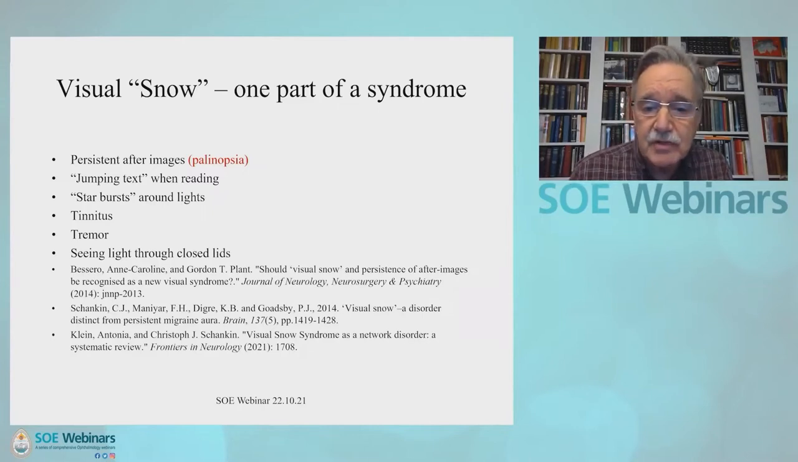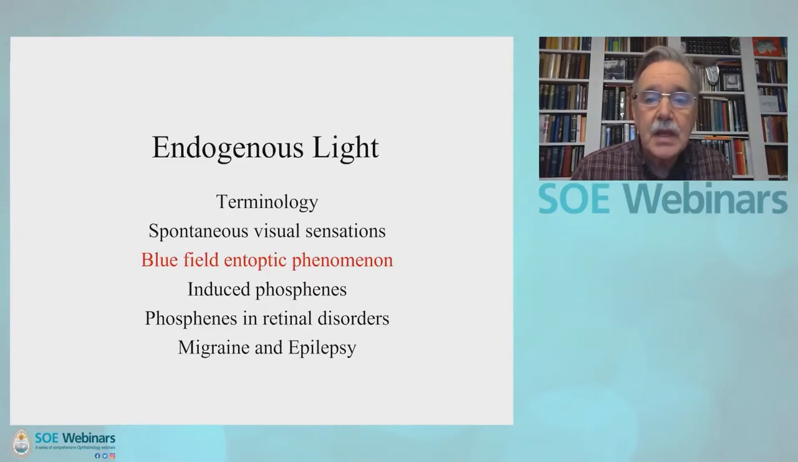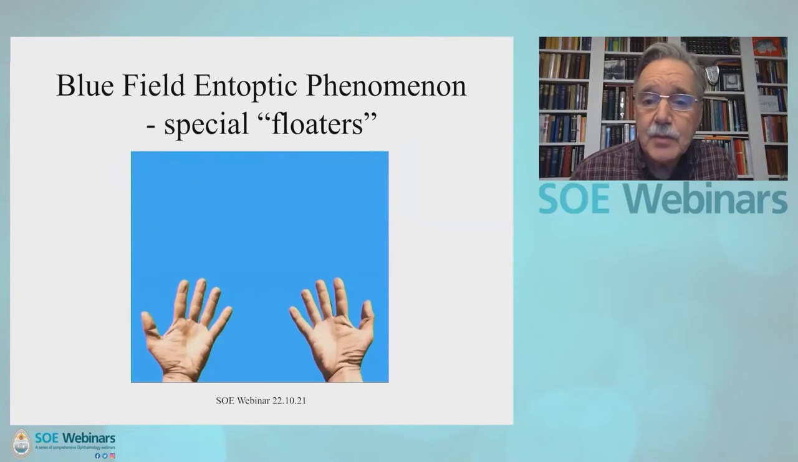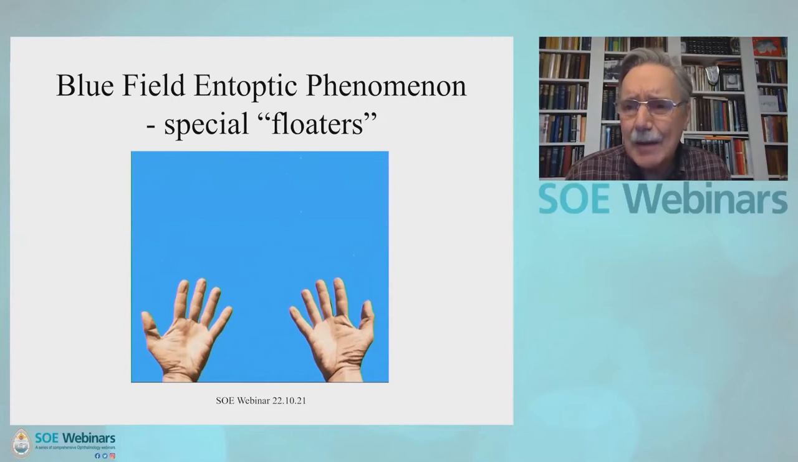And there's a recent review showing where we are in the science. The blue field entoptic phenomenon. This is something we can all see, not often here in London because we don't often get a clear blue sky. But I hope you can see on this GIF, these represent white blood cells, really the gaps between the columns of red blood cells going through the capillaries in the eye. And anyone can see these looking up at a blue sky.